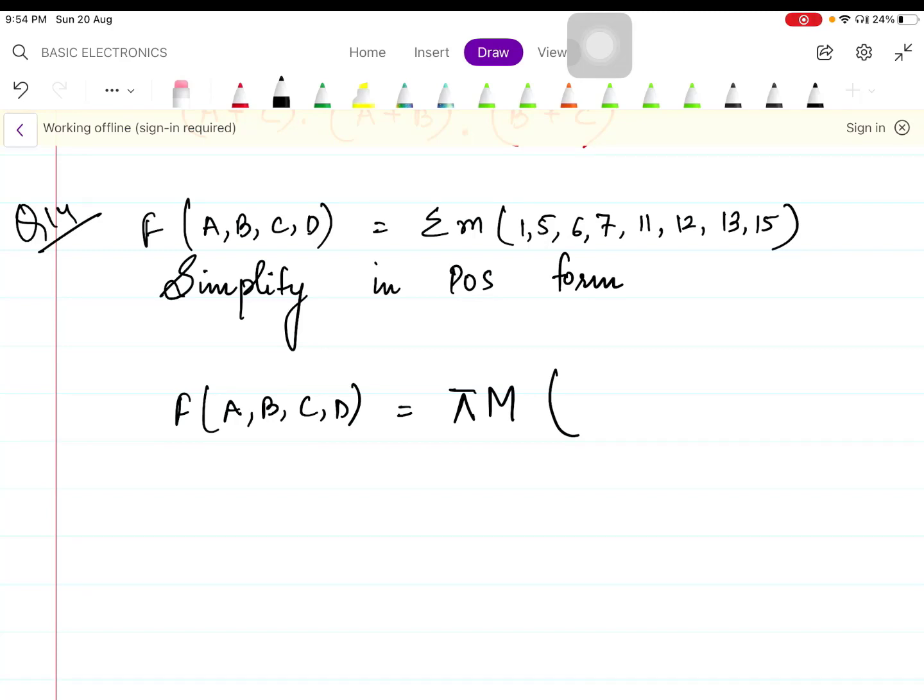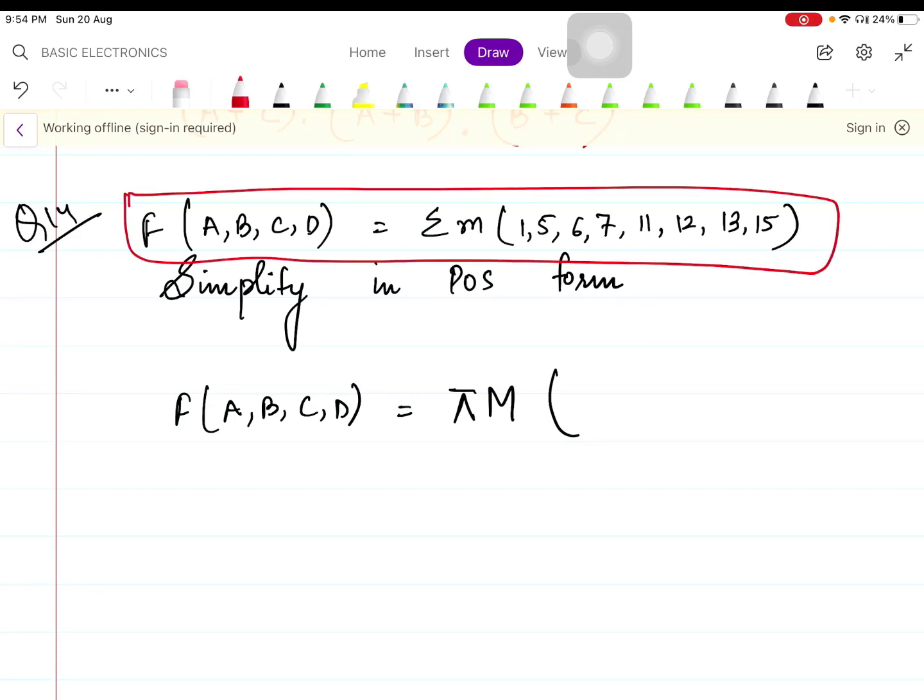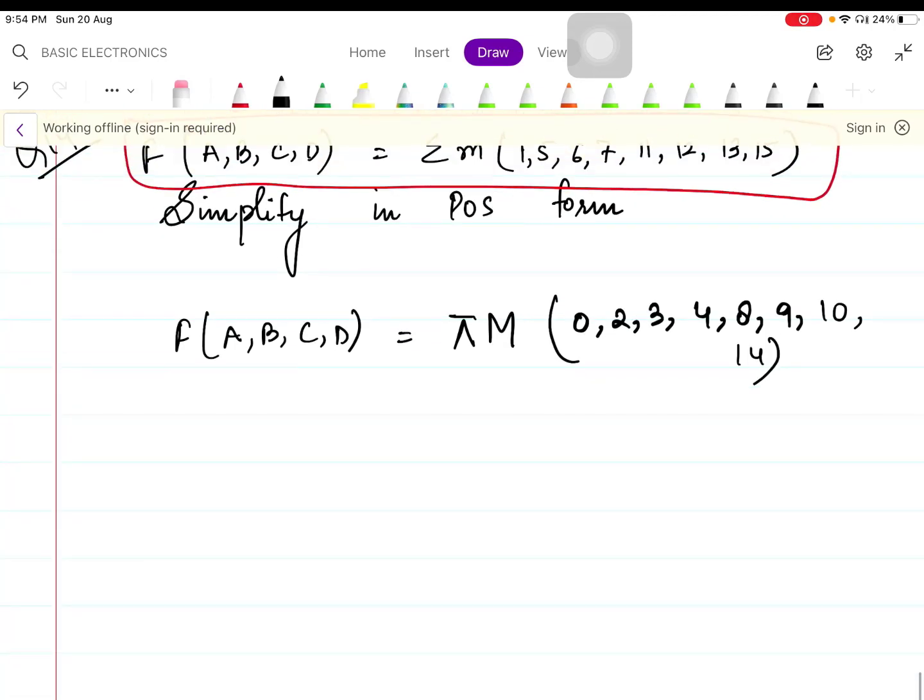Max terms are represented by pi capital M. And they are the cells that are left besides the minterms. So if we look at the minterms in the above part, the remaining cells are the max terms by default. So, let's write down the remaining cells: 0, 2, 3, 4, 8, 9, 10, 14. These are the max terms. Okay. So now let's draw the K-map.